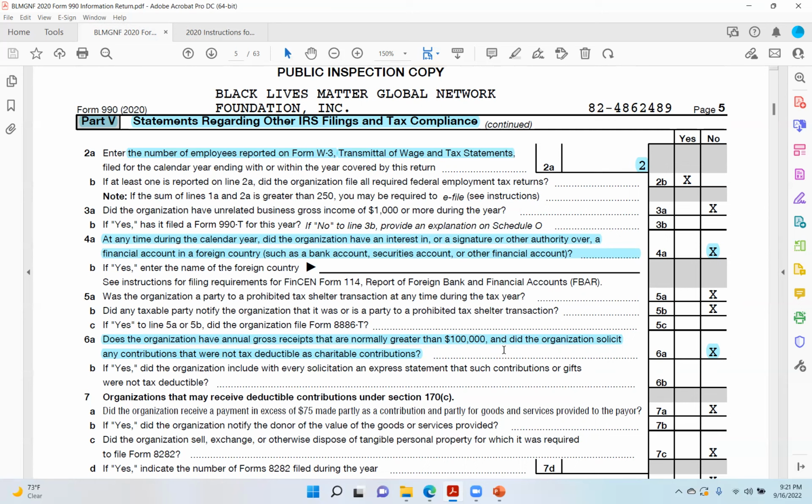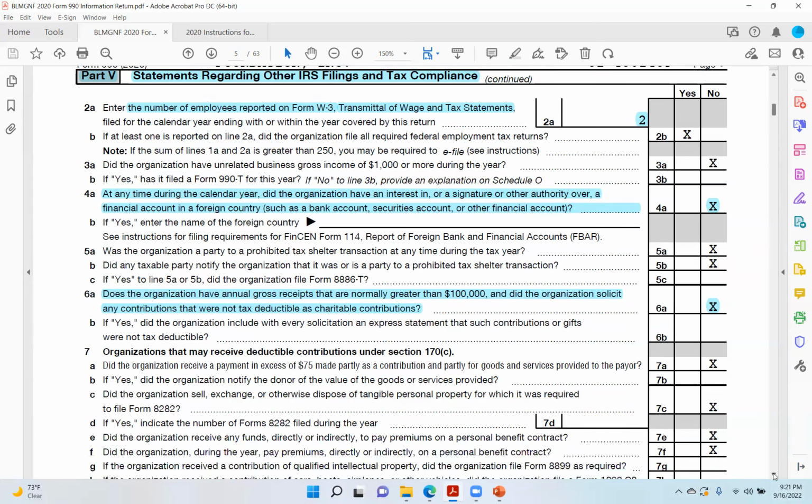We don't know. We don't know if they did or not. But they're saying they didn't, but they could have unrelated business income that we haven't discussed yet. They could have that, and I am quite sure that they do. So that's a red flag for me. So let's keep going.